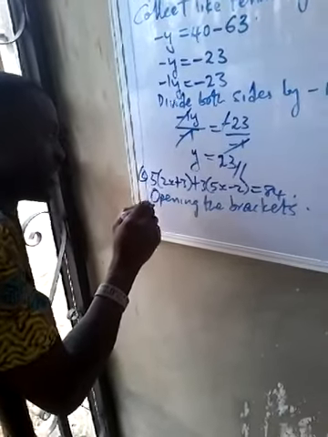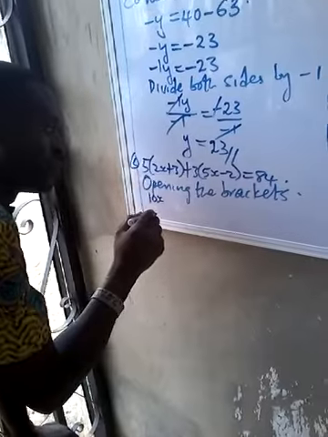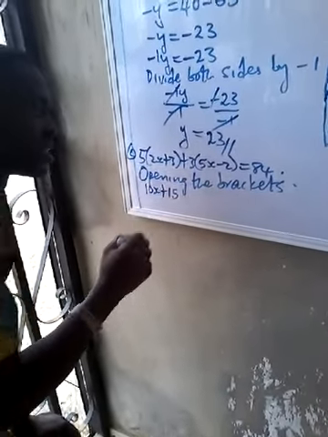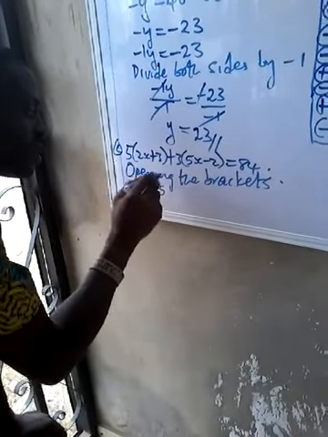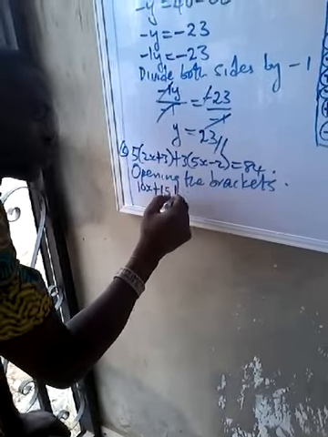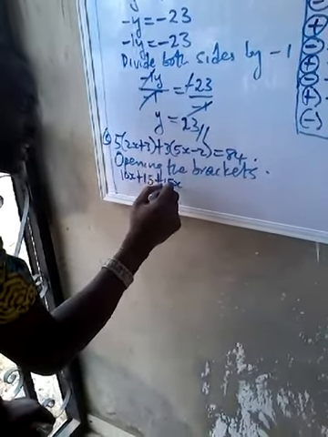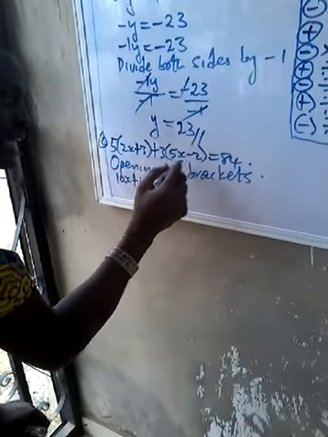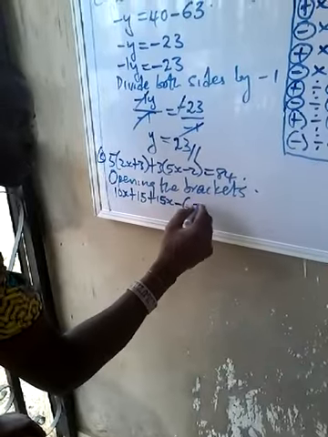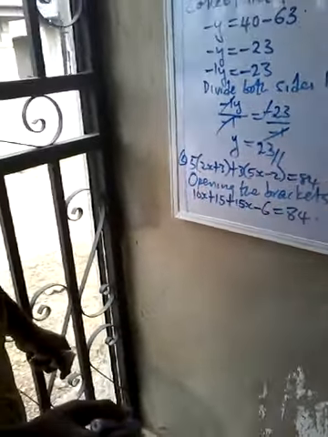If you open this first bracket, 5 times 2x will give you 10x. 5 times plus 3 will give you plus 15. The bracket is off. Plus 3 times plus 5x will give you plus 15x. Then plus 3 times minus 2 will give you minus 6, is equal to 84. This is simpler. Now, what do you do?